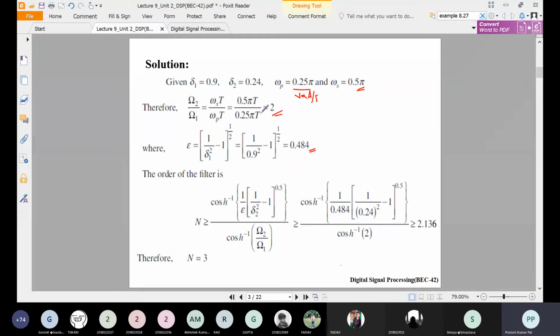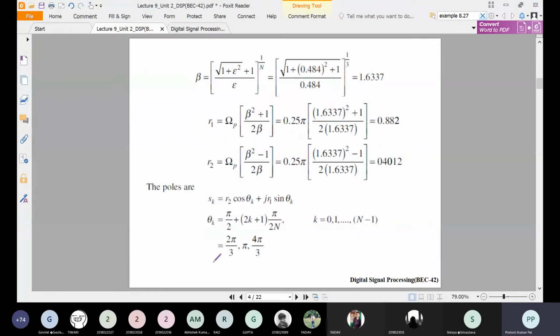So from these given values, we just put them into the formula of n. So from there n comes out to be 3. Okay, so that is the n value. It is the same question that we have just gone through, a similar one.